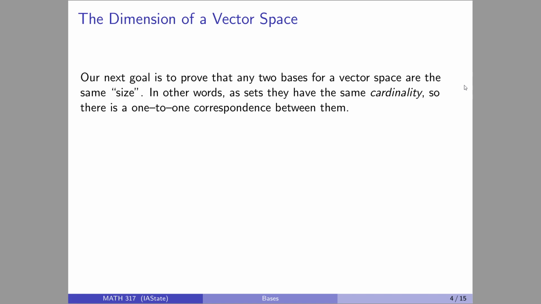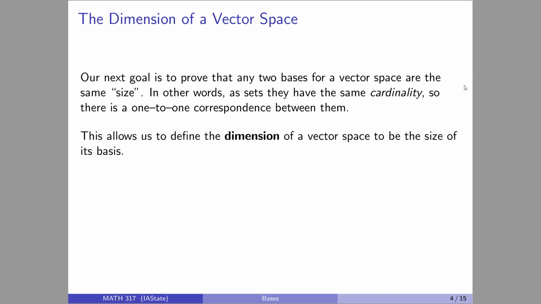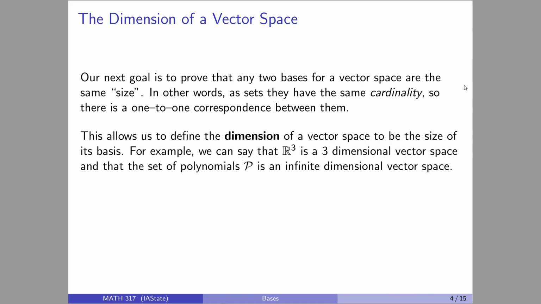In fact, that's going to be the big crescendo for what we're going to do here. Right, and like I just said, that means that for, like, R2, there's only one possibility for the basis. It has two elements. So that allows us to meaningfully define the dimension of a vector space to be the size of its basis, right? Because any bases are going to have the same amount of stuff in them. So calling R3 a three-dimensional vector space is completely legitimate.